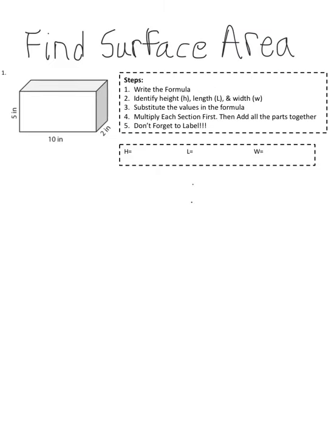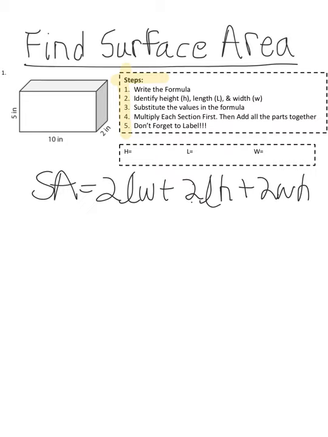Alright, so let's go ahead and work on example number 1. So first we need to find the surface area of this rectangular prism. So like I said before, we just got to make sure we follow these 5 steps. Those are the key to solving these problems. So step 1 is write the formula. Alright, so step 1 is done. I wrote down the formula, which you should have written down in your notes. So we went over it for the last couple weeks.